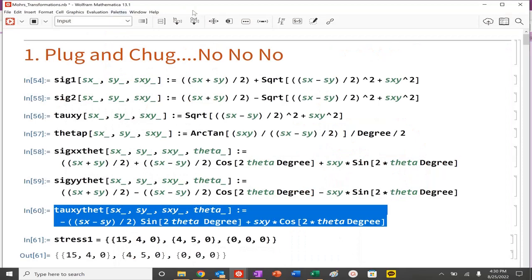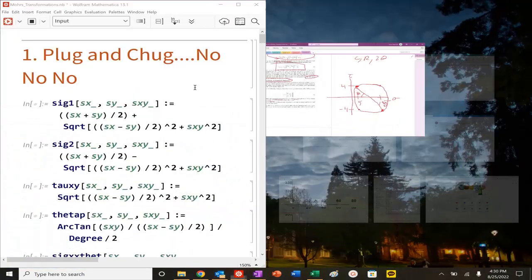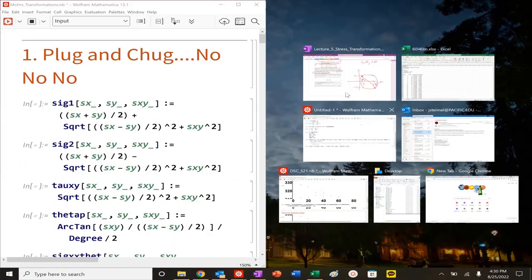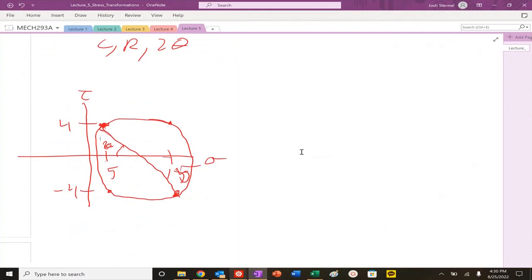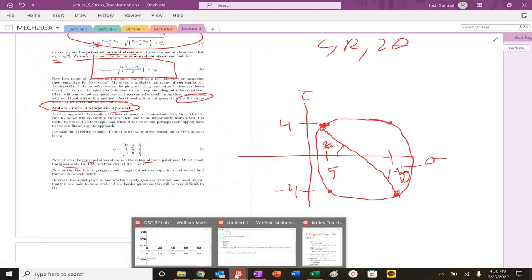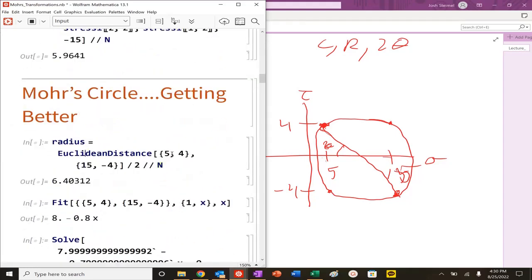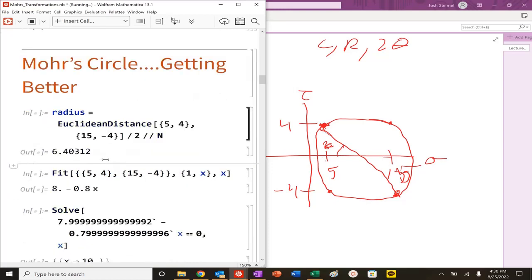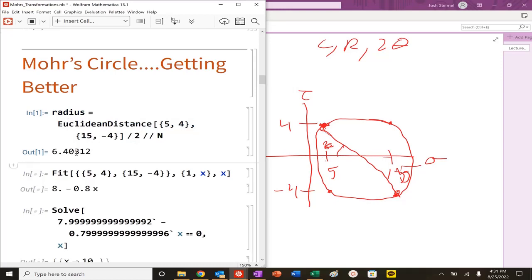So let's pull up our handy dandy Mathematica. We're going to do away with the plug and chug method. Let's keep the full screen here. Hopefully I can pull up my Mathematica right here. Perfect. So my radius is just going to be my points, 5, 4, and 15, -4, divided by 2, and that's going to be my radius. I'm just picking my coordinates: 5 and 4, here 15 and minus 4, and dividing this Euclidean distance by 2. There's my radius. Where's my center?